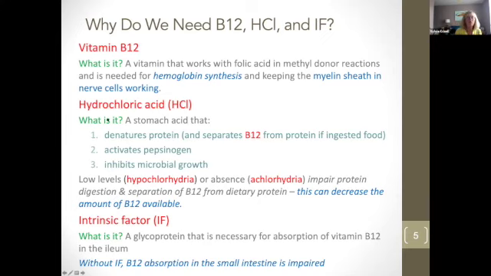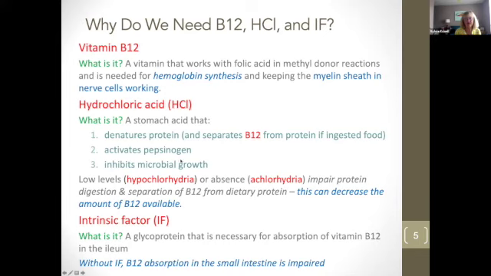So why do we need hydrochloric acid? This is a stomach acid that, and you remember this, I know you've had it a few times, but it denatures proteins, activates pepsinogen, which is a zymogen enzyme that begins the digestion of protein, and interferes with microbial growth. So we have in the stomach hydrochloric acid that has multiple functions.